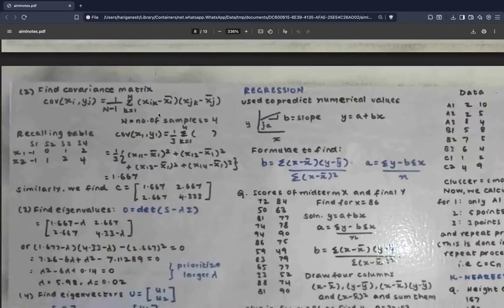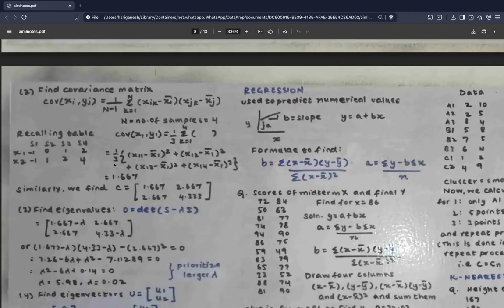The way this is expanded is, let's say this is a matrix: x11, x12, x13, x14, x21, x22, x23, x24. So this is your matrix.